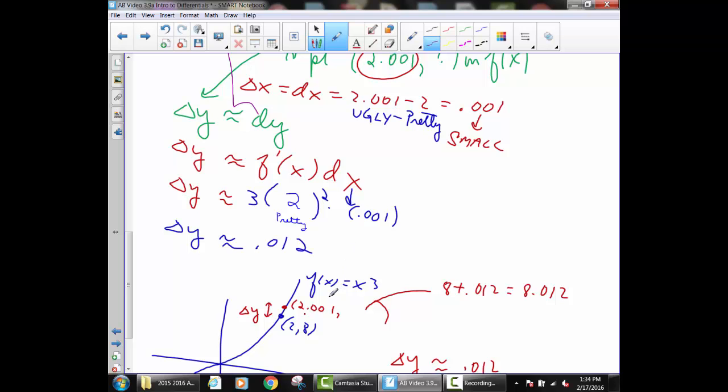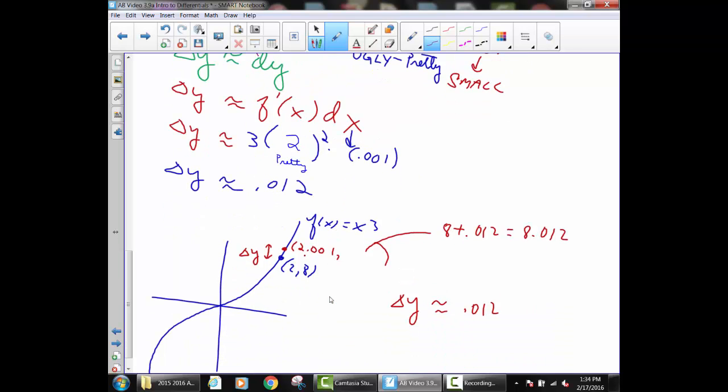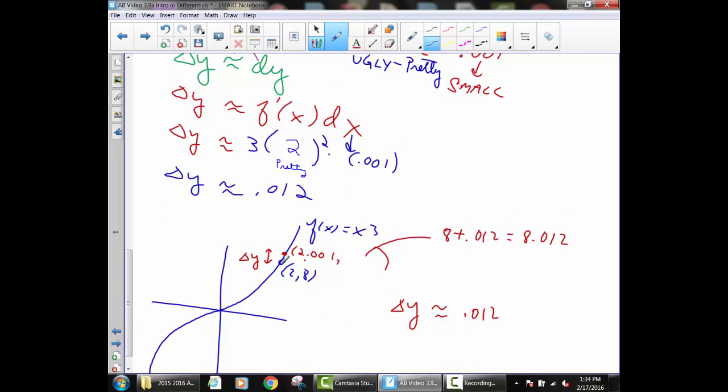0.012. So what that's telling you is that as you move from the x equals 2 to 2.001, whatever it is, the height is changing approximately by 0.012. So the approximate height of this point is the original height of 8 plus this delta y, which we have approximated to 0.012.